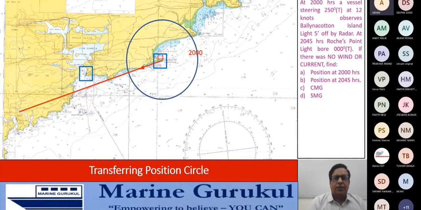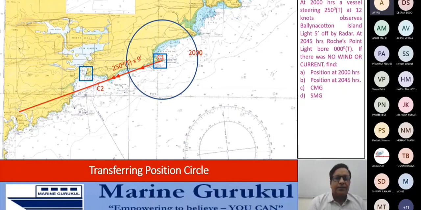In 45 minutes at 12 knots, the engine distance shall be 9 miles. So this is 250 degrees true into 9 miles. We get this point C2 out here. Now, in this case, as there is no wind and no current, obviously this CTS is also the CMG. So we represent it by two arrows on this. Obviously the distance made good would also be the same as the engine distance. And therefore, point C1 is transferred to point C2. So the center of the 2000 position circle is transferred to C2.